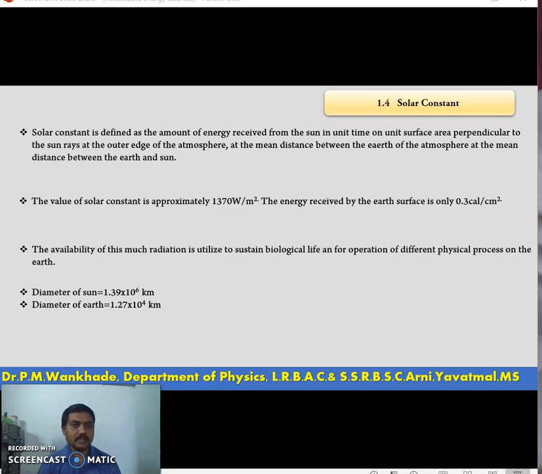There is one mistake in the PPT, that is, the phrase "at the mean distance between the Earth's atmosphere" is repeated. That sentence is repeated.